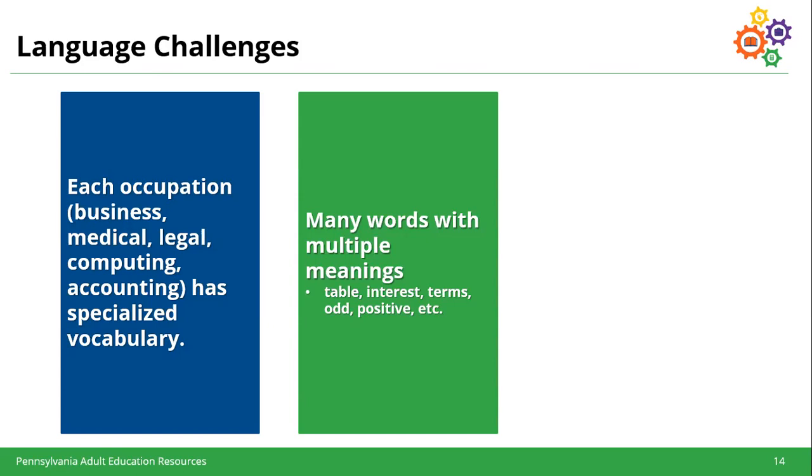Interest can be a verb meaning that something draws attention and thought, but it can also be a noun describing additional money accrued on top of a base payment if something is paid off over time on credit. Terms, odd, positive, and many other words function in a similar manner.